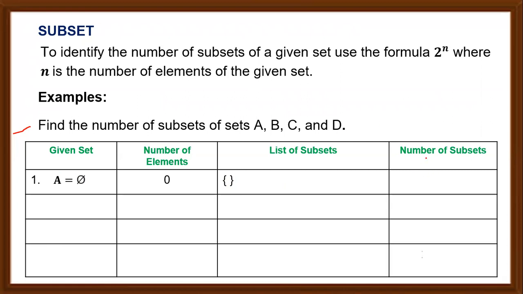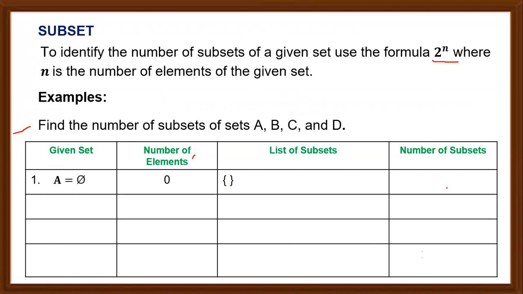Number of subsets. Paano ko malalaman yung number of subsets? Di ba balikan natin kanina. To identify the number of subsets, use the formula. Ito po yung formula natin: 2 raised to n. Constant po yung 2 dyan. Ang pinapalitan lang po yung n. Ano ba yung n natin? Yun yung number of elements.